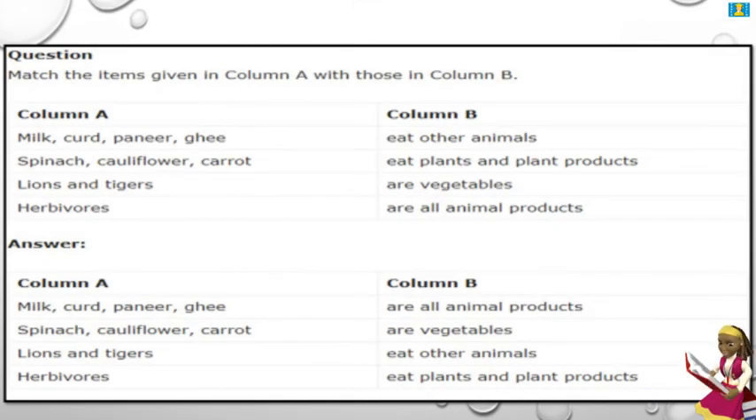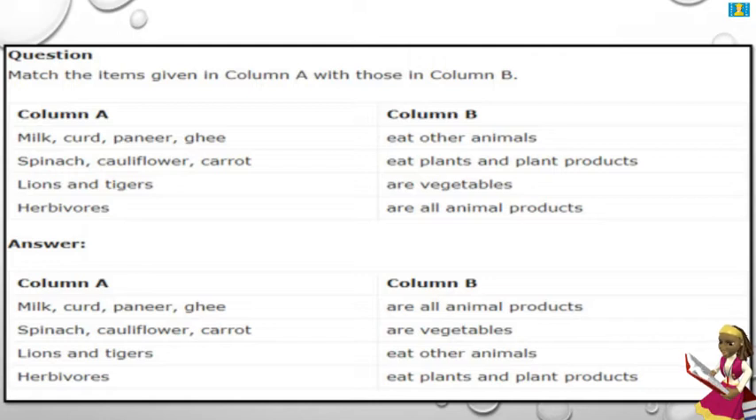Next question is, match the items given in column A with those in column B. And the correct answer is, in column A: milk, curd, paneer and ghee, all are animal products.